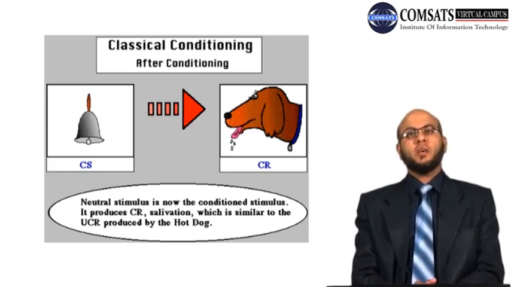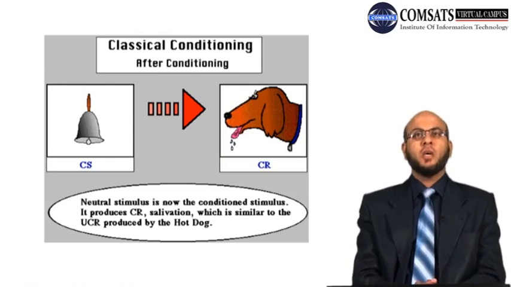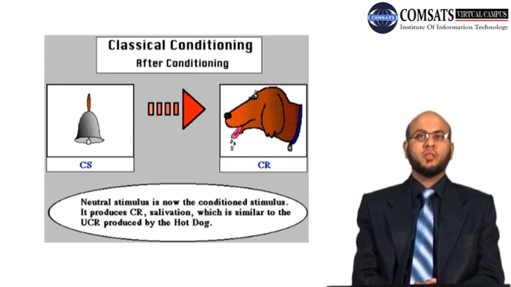So humne kya dekha ke do cheezon ko associate kar dene se dog ki learning ho gayi. Isi tarah se human beings bhi jab do cheezein associate hoti hain aapas mein, and over a period of time human beings learn that whenever these two things come together, or maybe after a period of time, when a single thing comes together, we try to relate the second, we try to expect the second one as well.